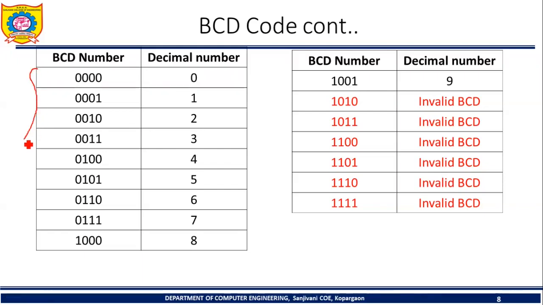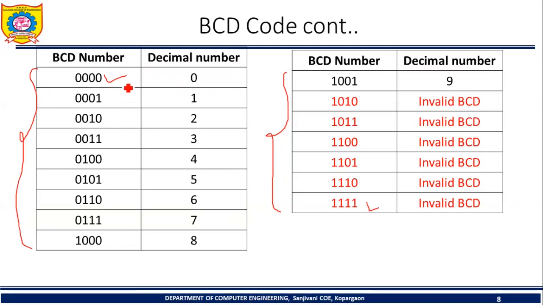In this table there are a total of 16 combinations. We have seen that by using 4 bits we can get a total of 16 combinations, starting from all 0s to all 1s. But in case of BCD, all these 16 combinations are not valid.